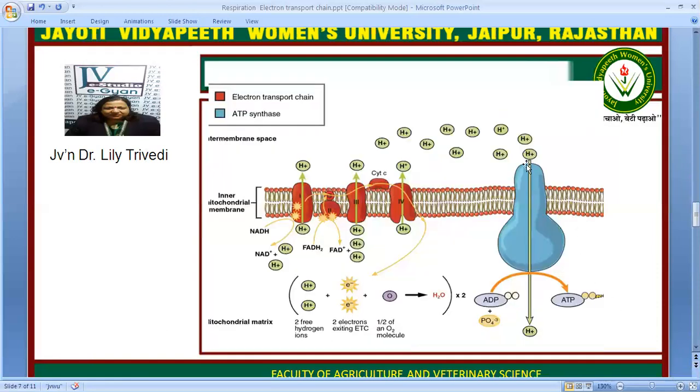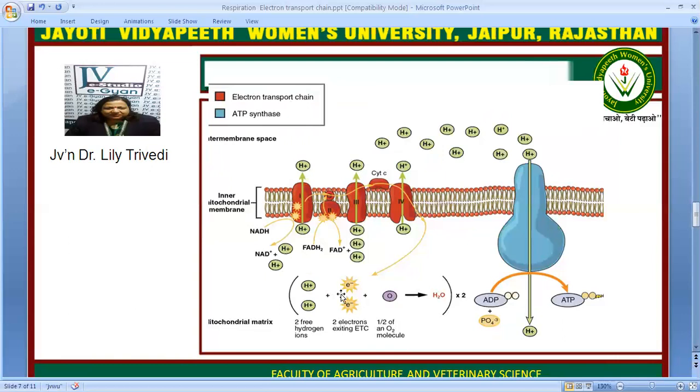Now this is a diagram showing the electron transport chain and ATP synthesis. This is the inner mitochondria. Here we have the NAD, NAD plus, and here the protons. Here you can see a proton is released and transferred. In this transfer, FADH2 is converted to FAD. So there are 2 free hydrogen ions.